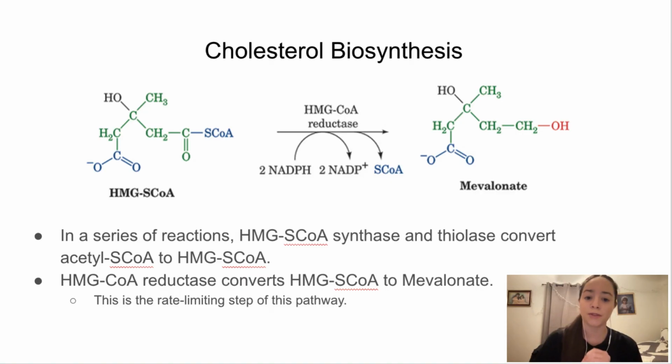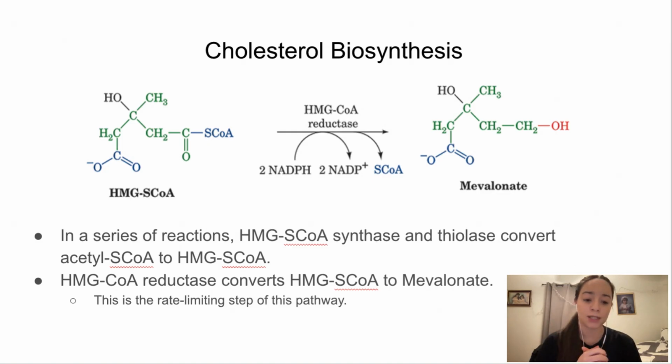So cholesterol biosynthesis starts with the conversion of acetyl coenzyme A to HMG coenzyme A. This occurs in a series of reactions with the help of HMG coenzyme A synthase and thiolase. Then from there, HMG coenzyme A is converted to mevalonate with the help of HMG coenzyme A reductase.